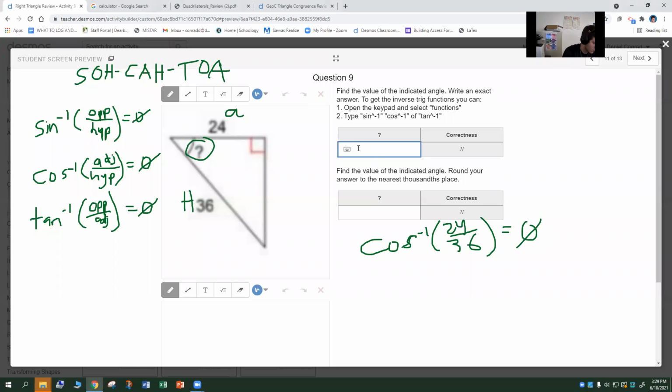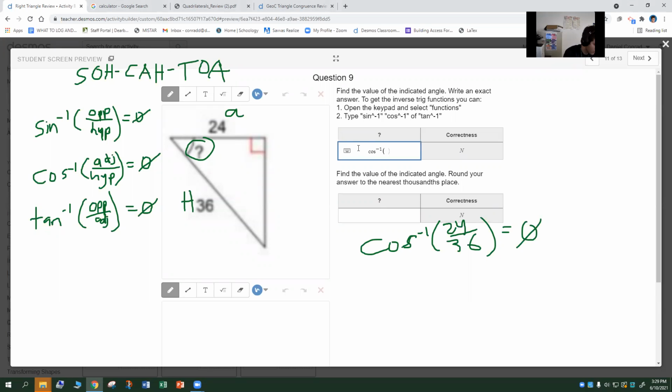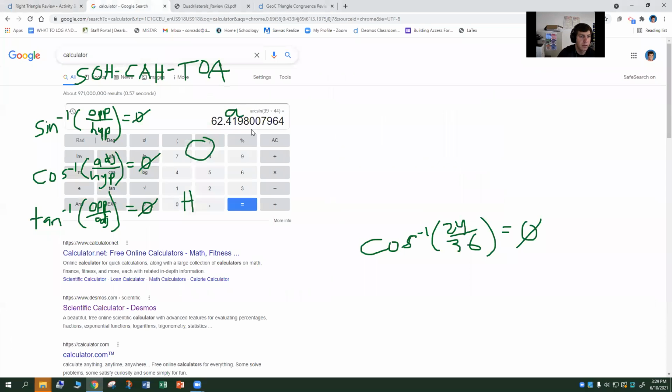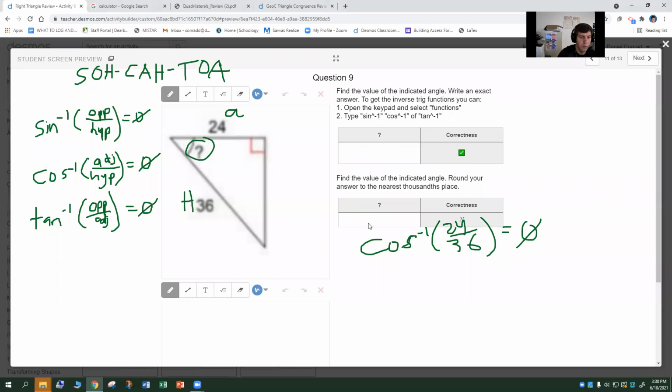So we can do inverse cosine 24 divided by 36. You could reduce that to 2 over 3 if you wanted, but inverse cosine 24 over 36. And that's going to give us 48.190.